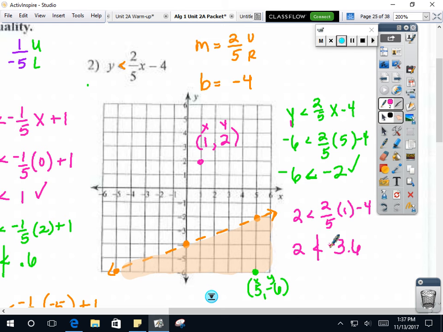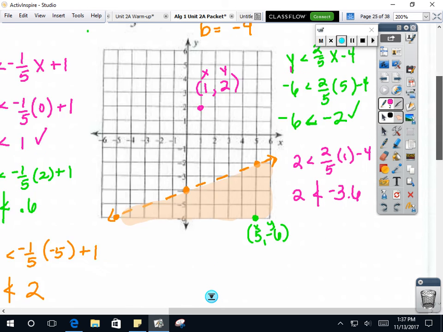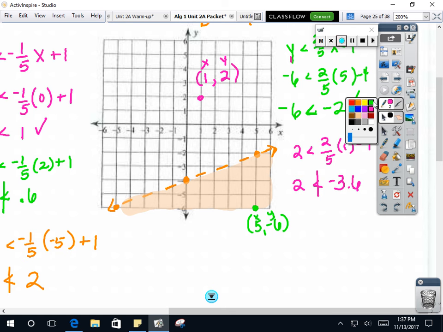Okay, so that's a false statement, and the reason it's false is because that point is not in the solution area. The shaded area are the solutions. That point doesn't fall in there. That's why it did not work. Now, I'm going to pick a point on the line for you. I'm going to pick the point right here on the line, which is 5, negative 2.